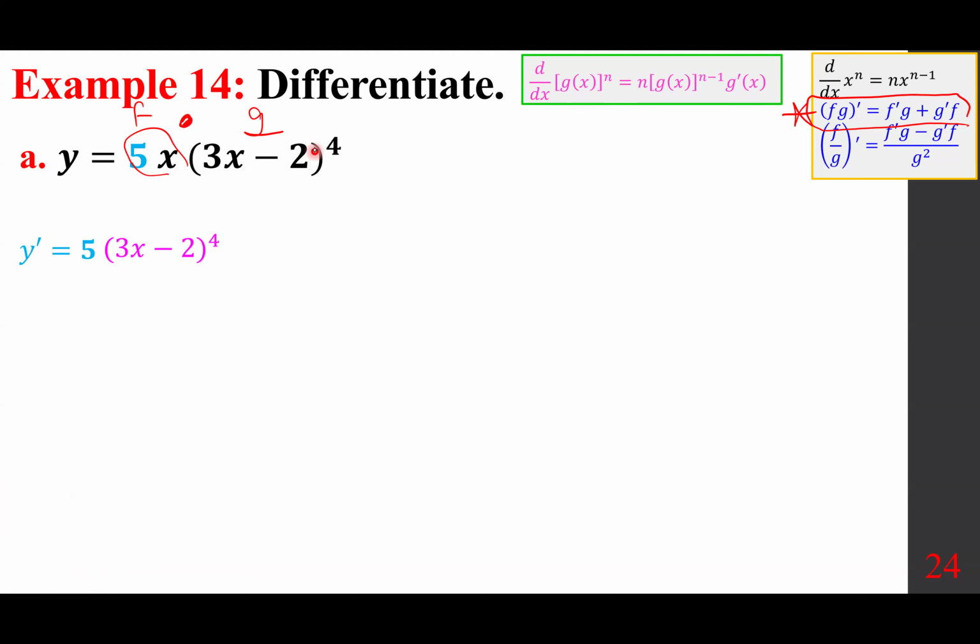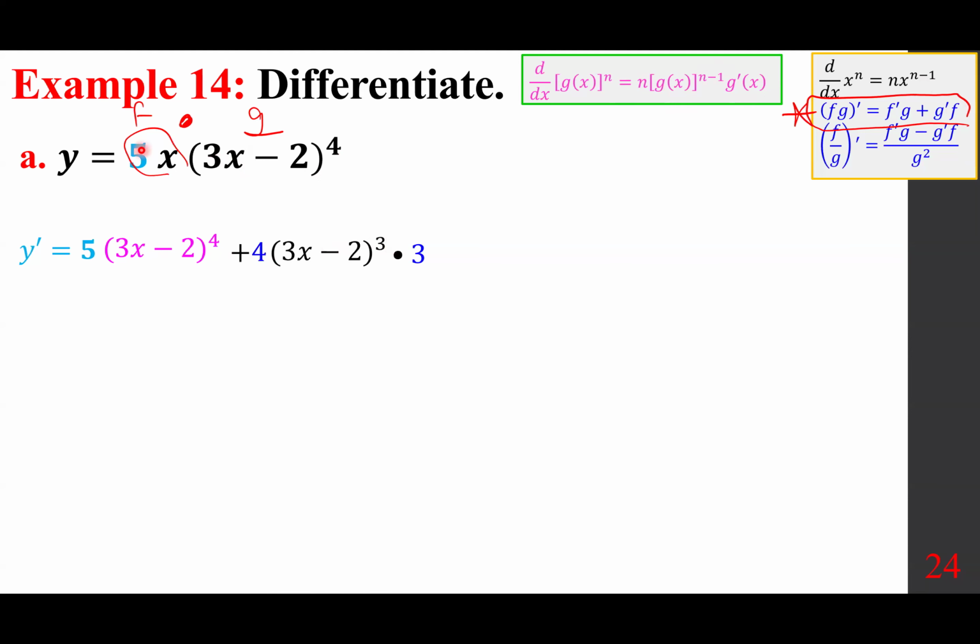So this 4, that's n, times g of x to the power of n minus 1. This thing, (3x minus 2) cubed: g of x to the power of n minus 1, (3x minus 2) to the power of 4 minus 1, times g prime, the derivative of the inside, which is 3. And now we are done with this g prime.